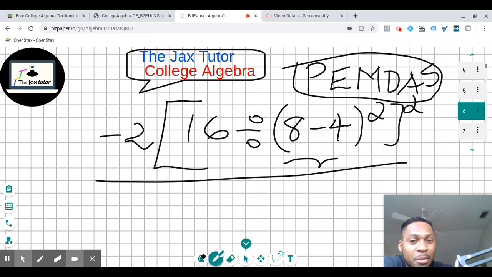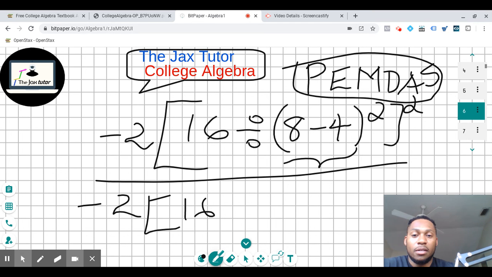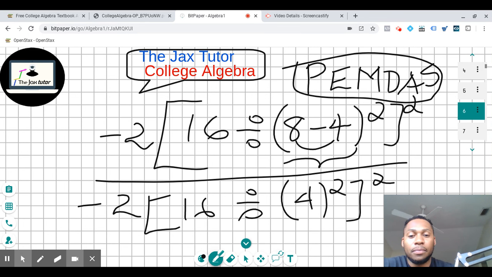So the first letter is P, so we're gonna go and take care of the stuff inside of parenthesis. So we're gonna write the same thing, -2 square bracket 16 divided by, inside of parenthesis what we have, 8 minus 4. What is 8 minus 4? Is 4 squared, to the second power.